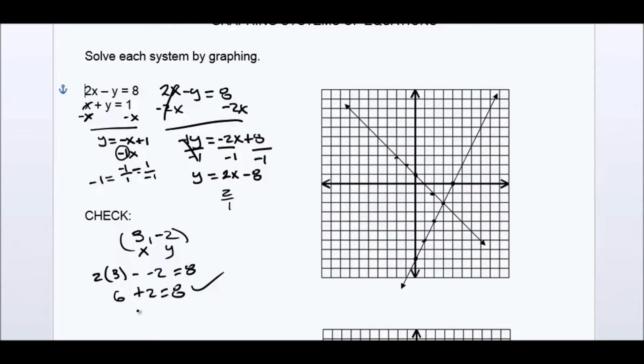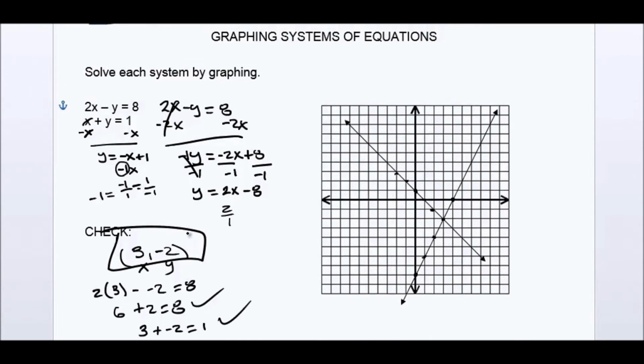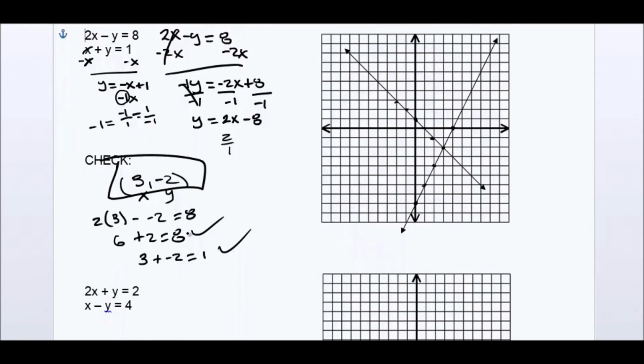Okay, let's plug it into the second one. Instead of x plus y equals 1, we're going to have 3 plus a negative 2 equals 1. 3 plus a negative 2 is the same as 3 minus 2. 3 minus 2 equals 1. That's true. This is our solution. This is our point of intersection. This is our set of coordinates that satisfy both equations. And that is how you solve a system. Let's go ahead and do one more example.